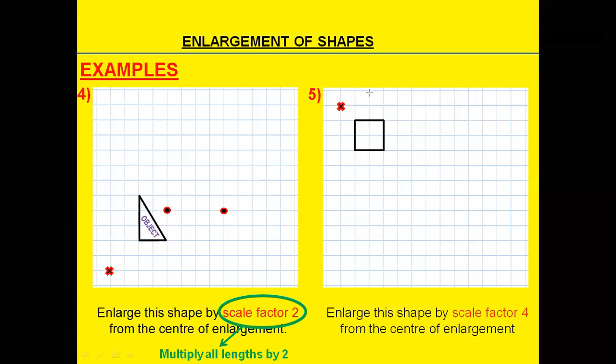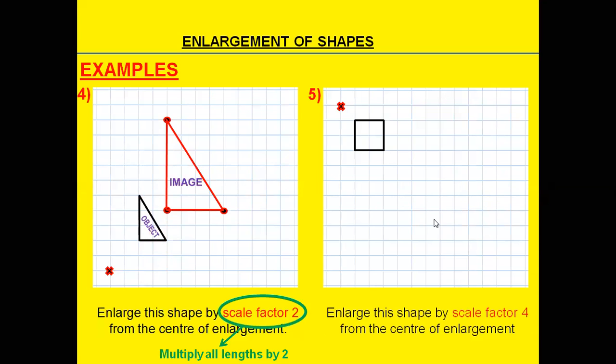Look at the last point, that point, and count how much you move to reach it. 2 to the right and 5 units up. Multiply by 2, it's going to be 4 to the right. And instead of 5 up, you multiply 5 by 2, it's going to be 10. So this is the new point. And in the end, you match your 3 images.